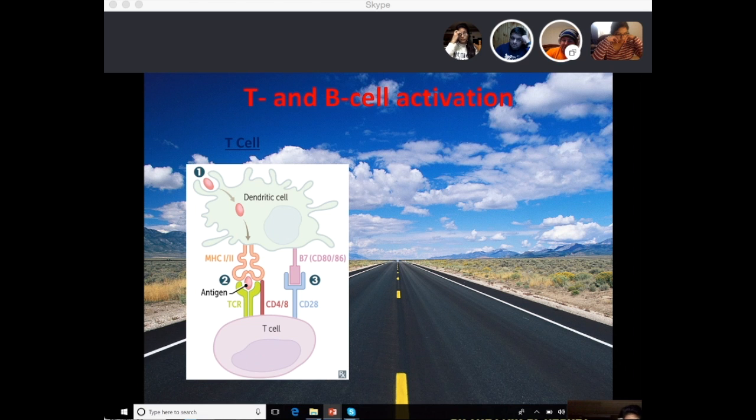Right. Good call. So before this process happens, what is this T cell called? So once this activation occurs, it's a mature T cell. What's it called before then? Naive. Naive T cell, very good.